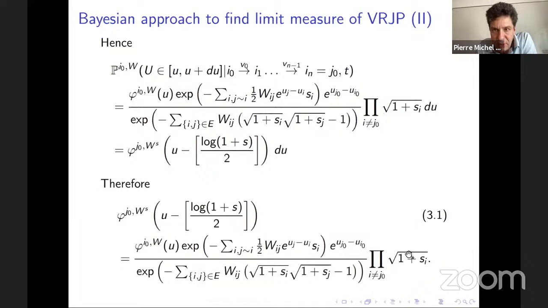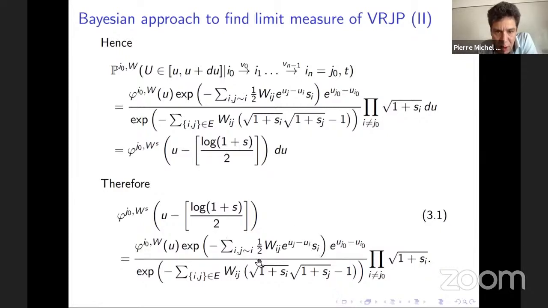Here you simply do the computation. When you have 1 plus Si equal to e to the 2 ui, the product on the right hand side becomes the product of the e to the ui for i different from j0, but then you have the e to the uj0 here. Now you have assumed that the sum of the uj's is 0, so that term simply gives you a factor 1. So you get e to the minus ui0 on the denominator. Now the Si is e to the 2ui minus 1. The e to the 2ui gives you a sum of Wij e to the ui plus uj, but that quantity you also get on the right hand side, on the denominator, because of the square root of 1 plus Si, square root of 1 plus Sj. So the only term you have to consider is the minus 1 here.